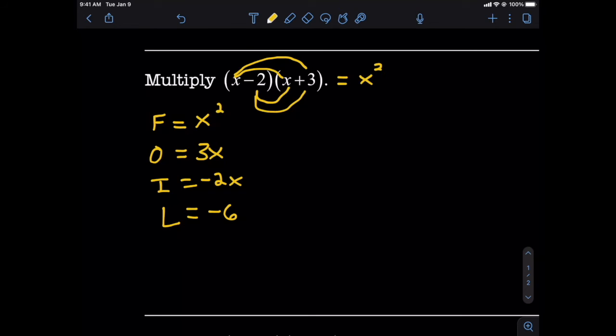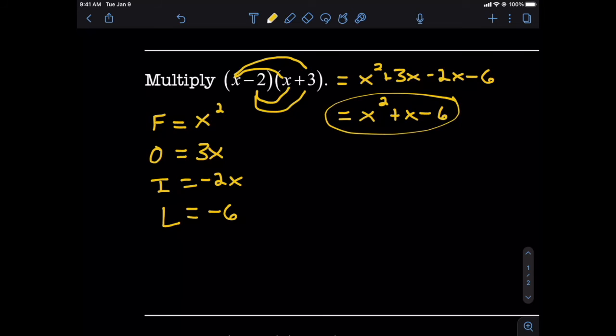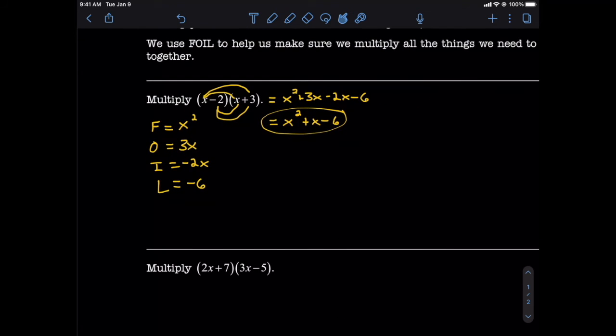Next, we're going to add everything together and combine any like terms that we have, giving us x squared plus 3x minus 2x minus 6. Our two x terms can be combined together to give us a final answer of x squared plus x minus 6. So the full process had us finding all four products, adding everything together, and then combining our like terms. By explicitly writing down our F, O, I, and L products off to the side, we ensure that we have all four of the products that we need, and we give ourselves a very convenient place to check in the event that we need to verify our work.